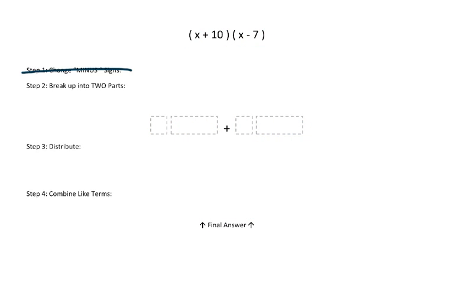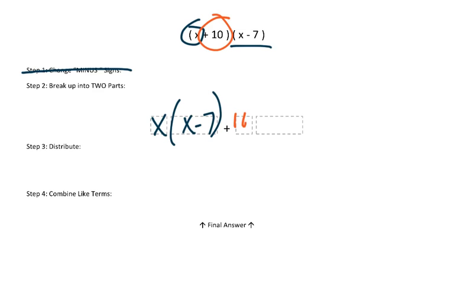So what I did is I took off step number 1 because some of you don't want to do that. So I'm going to take the x and I'm going to multiply it by the x minus 7. Then I'm going to take the 10 and I'm going to multiply it by the x minus 7 as well. So now for the distributing.